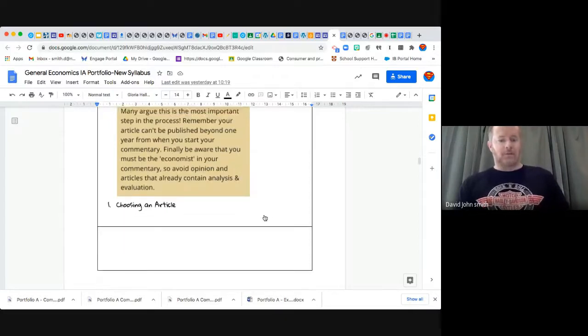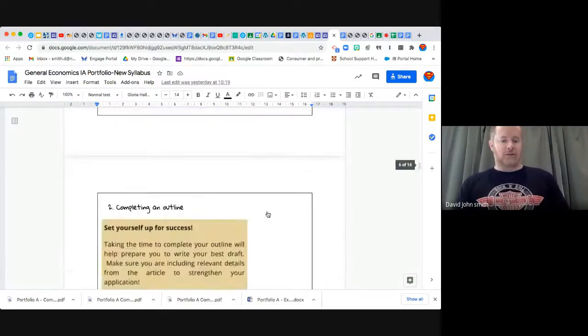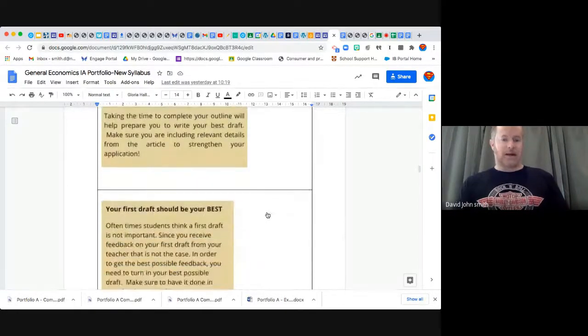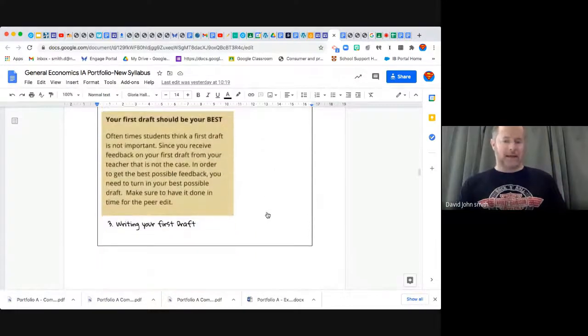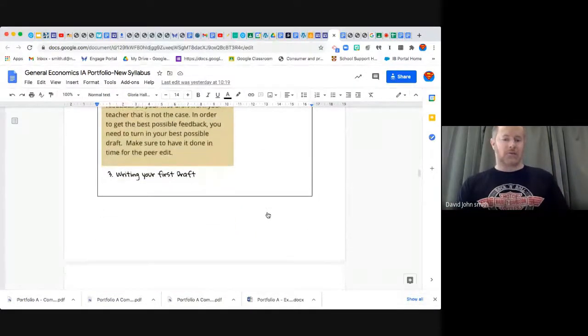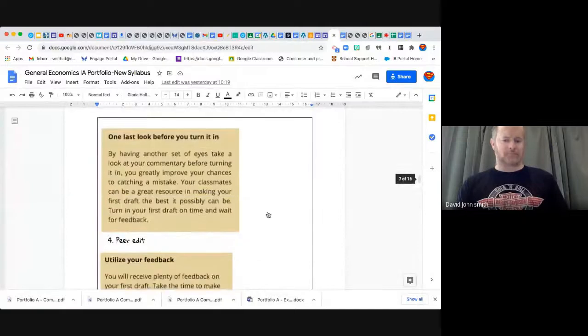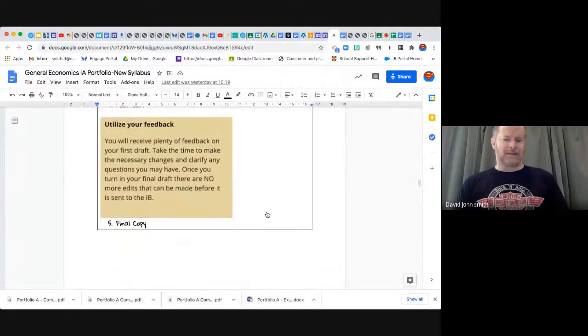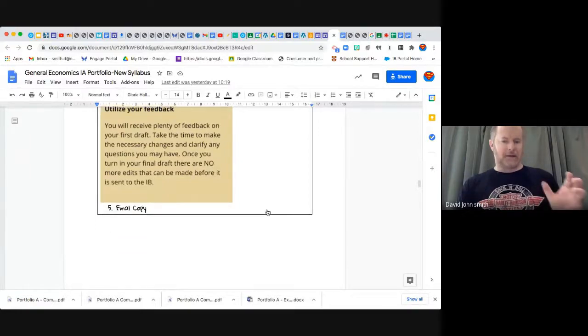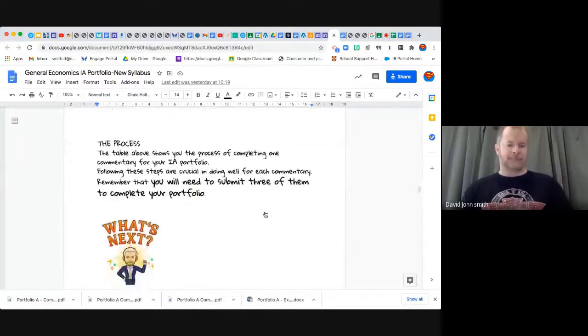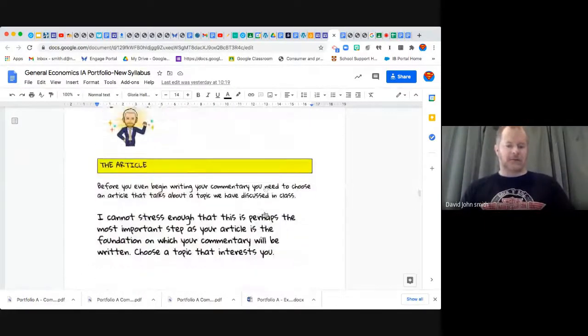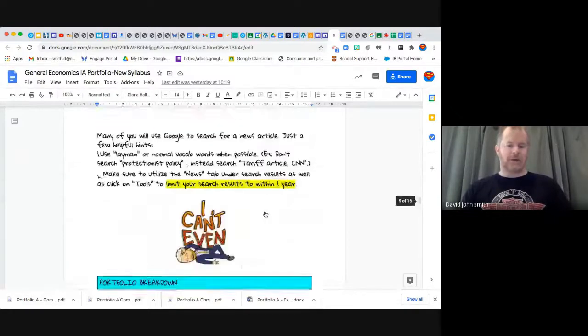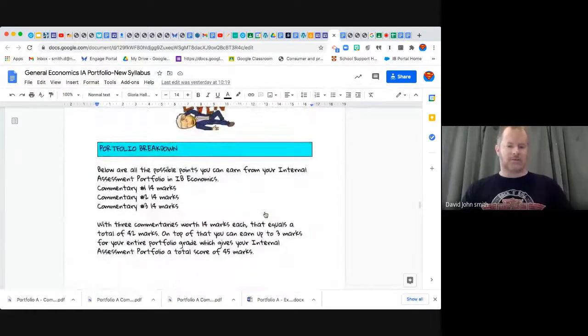Right, so about choosing an article, what to think about, completing an outline, so doing a plan, writing your first submission, submitting it, getting feedback on it, and then making some changes that you need, okay? You're going to submit 3 of them to complete your portfolio, information about the article, etc. There's the breakdown.